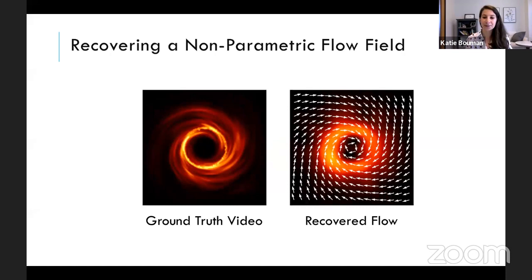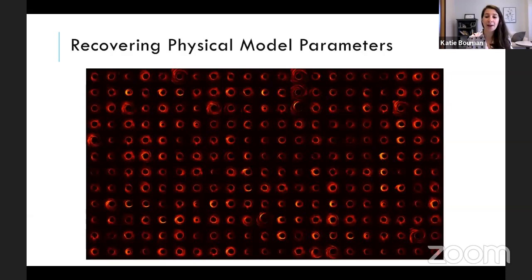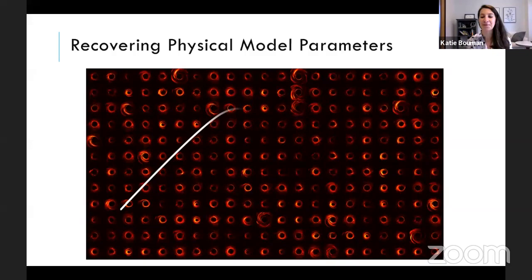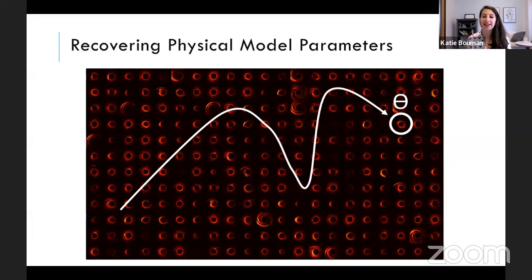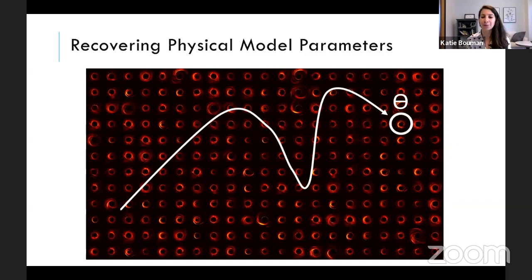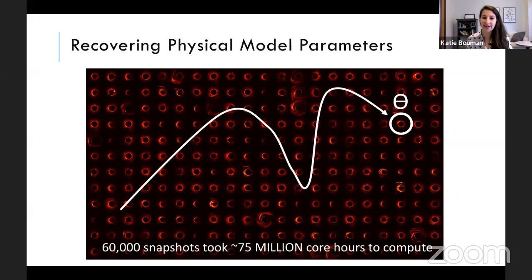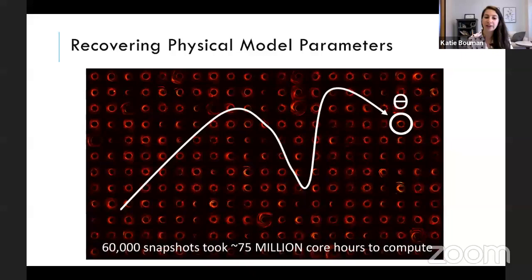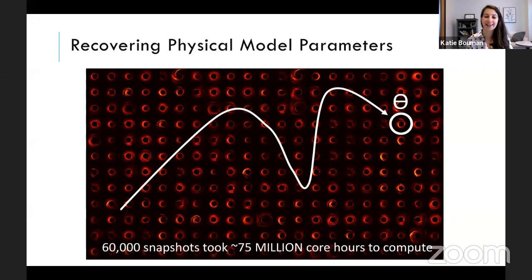Alternatively, we could also imagine wanting to describe the underlying flow field with a physical model of the black hole. So it's kind of the opposite of just a non-parametric flow field. For instance, we could search in the space of parameters that produce different synthetic black hole videos and try to find the parameter setting that best matches the data we've observed. And while this theoretically may be possible to do, in reality, this is just too computationally expensive. Simulating just 60,000 static image snapshots of the black hole in M87 for the papers that we released last year, and these are just static snapshots, took over 75 million core hours to complete. And so it's not something we would want to naively search over using something like an MCMC sampling method.